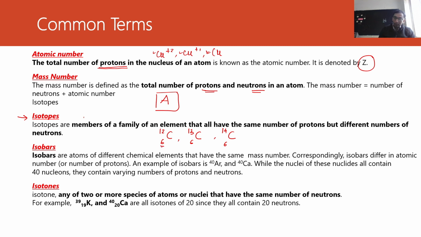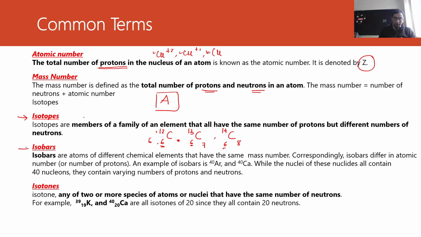Now you can see that their mass numbers 12, 13, and 14 are different, but the atomic number stays the same. If the atomic number is the same, the element remains the same. So these three are atoms of the same element. Now if you subtract 6 from 12, 13 and 14, you will get the number of neutrons. So here 6 neutrons, here 7 neutrons, and here 8 neutrons.